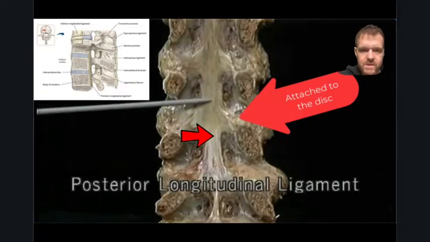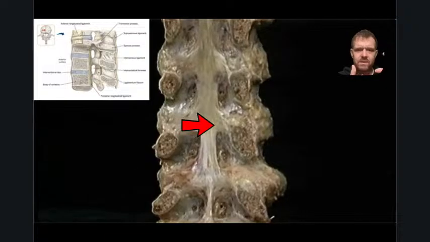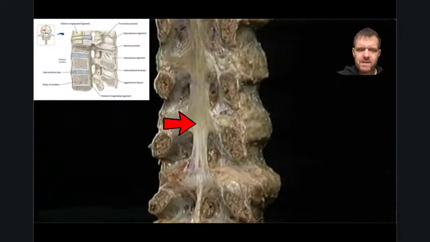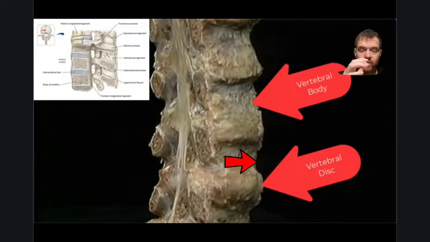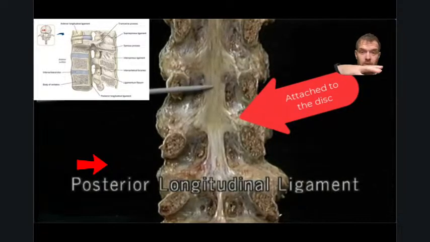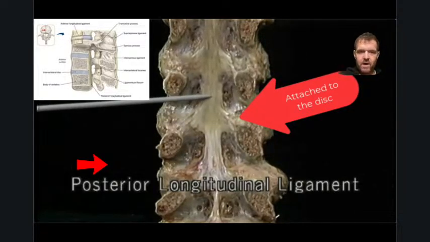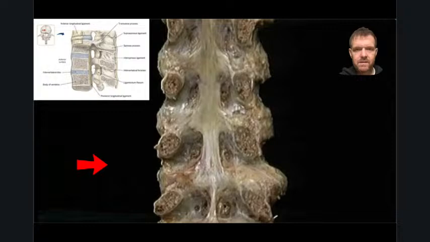So that's your posterior longitudinal, and again that's going to stop you from flexing, but you're not going to be able to flex forward and stretch this ligament quite as much as you would the ligamentum flavum, just because the vertebral bodies are in the way. So you're not going to really open up the back unless you have a traumatic injury. So just play that again. You're going to get a lot more movement of that ligamentum flavum than you are of this posterior longitudinal, just because of the position of it and the forces acting on it.